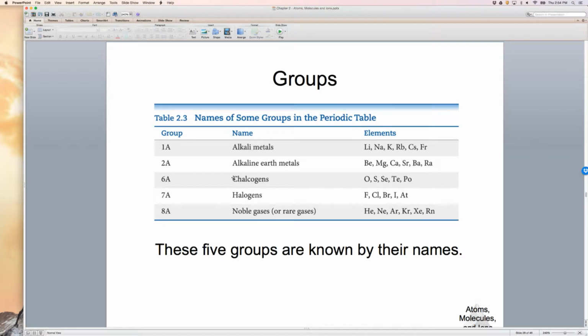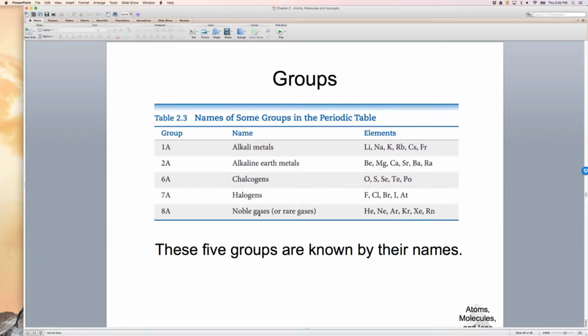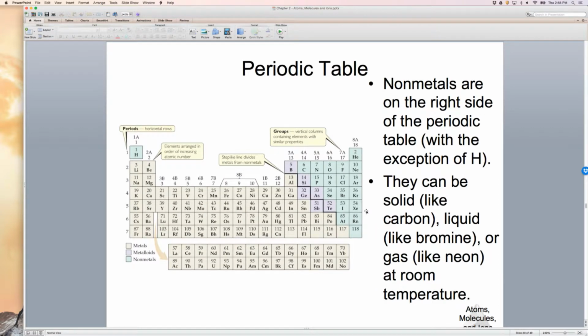Beside them, we see the halogens in group 7A, and halogens are fluorine, chlorine, bromine, iodine, and astatine here in group 7A. And then last but not least are the noble gases, and these noble gases are highly unreactive as a group, and these are helium, neon, argon, krypton, and xenon here.